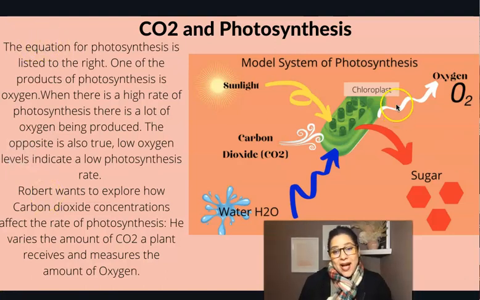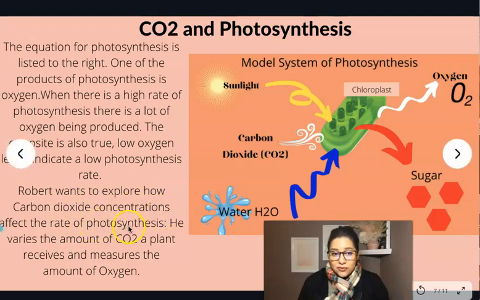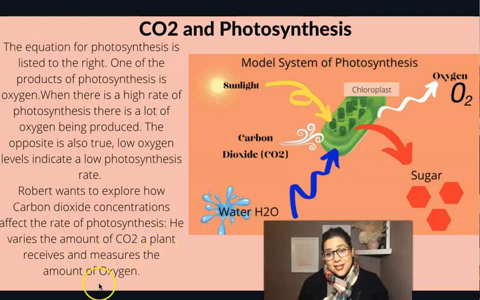So the equation, or actually the model picture you see on the right, is for photosynthesis. And one of the products of photosynthesis is oxygen. When there is a high rate of photosynthesis, there is a lot of oxygen being produced. The opposite is also true. Low oxygen levels indicate a low photosynthesis rate. Robert wants to explore how carbon dioxide concentrations affect the rate of photosynthesis. So he varies the amount of CO2 a plant receives and measures the amount of oxygen that is produced.